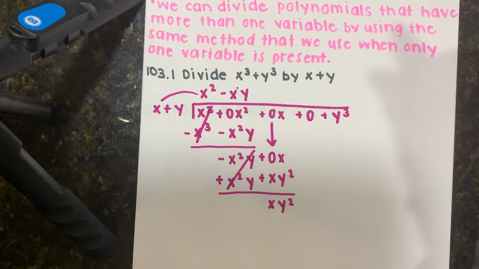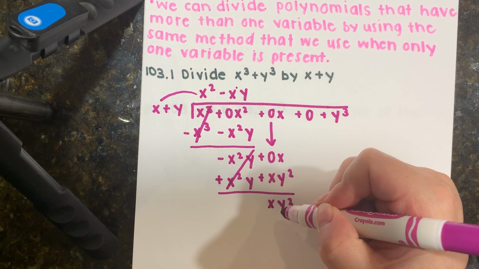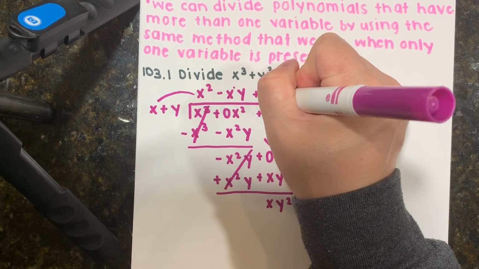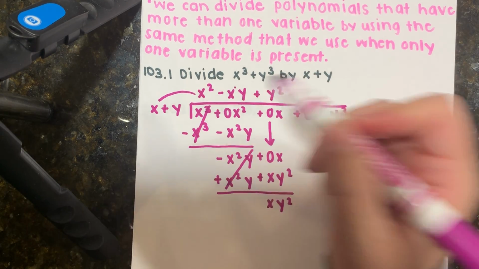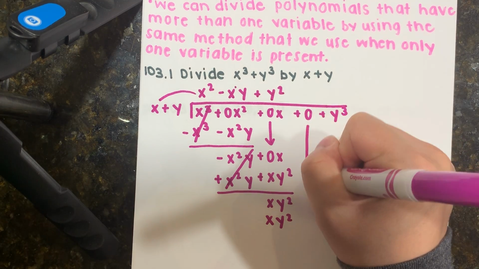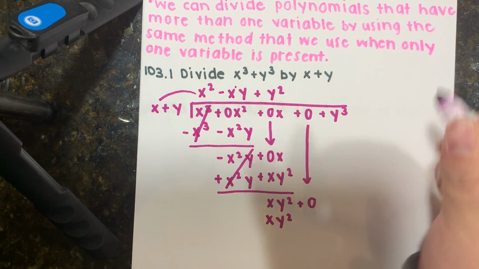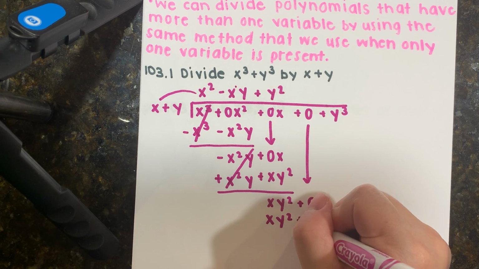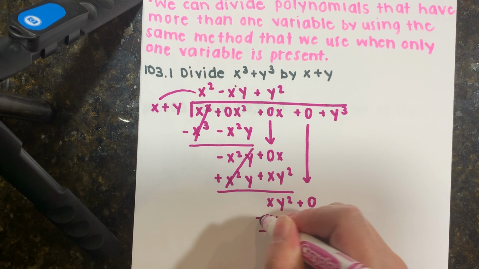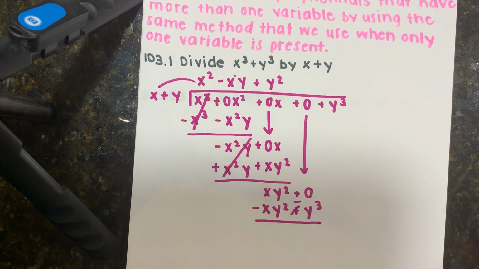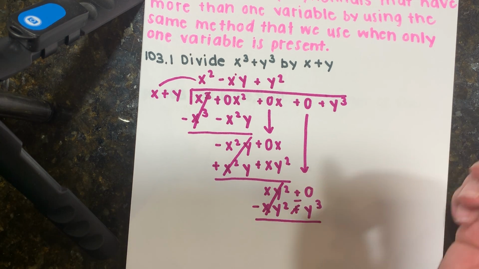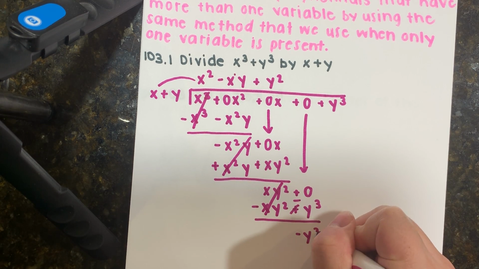So dividing again, you divide xy squared by x, and that would just be y squared. You're going to multiply y squared times x, which would be xy squared. I forgot to carry down the 0. Y squared times y would be plus y cubed. Remember, you're changing the sign though, so this is going to become negative. This becomes negative as well. So the xy squareds are going to cancel. 0 minus y cubed would be negative y cubed.